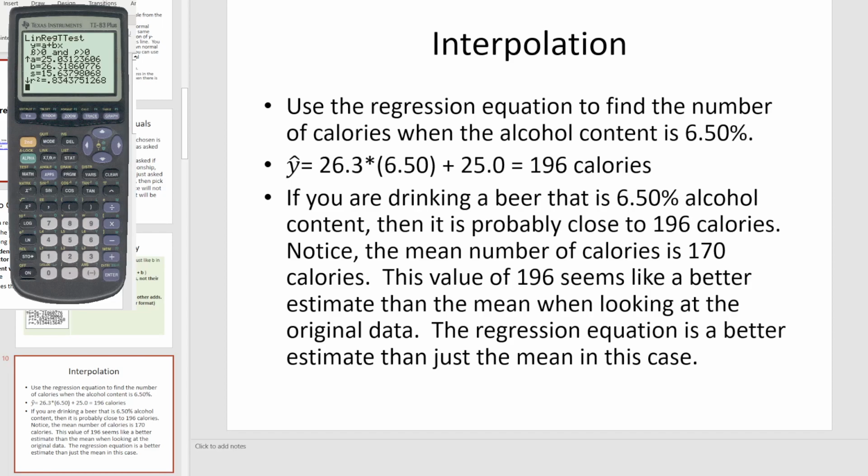This is an example of interpolation. We call this interpolation because the value that we are predicting uses an x value that is within the range of the original x values. So our x values go from 4.7 all the way up to 8.1, and 6.5 is within that range.